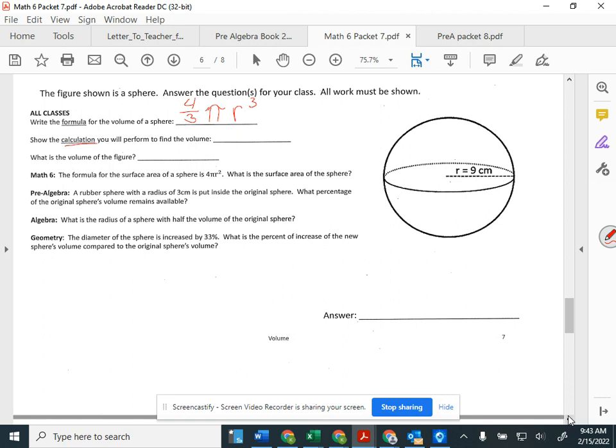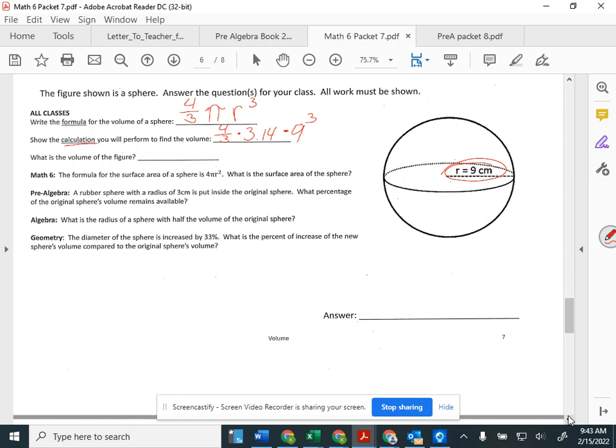The second one says show your calculation. So we're going to put the numbers in. This is important. We are putting our numbers in. So we are going to do 4/3 times 3.14 times, what is R? What is R? Kira? 9. Our radius is 9. And we need to cube it. What does that mean?